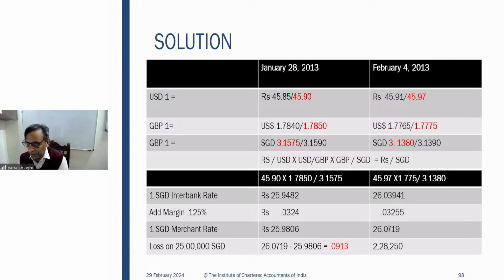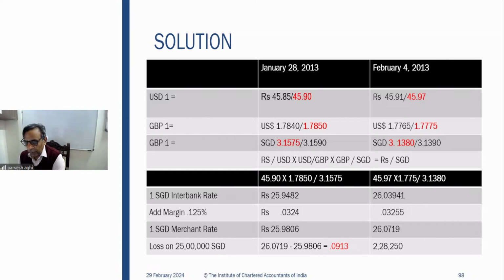Ask means the bank is going to buy the dollar in the interbank market at 26.03941. But when they are going to sell to the customer, they are going to charge a price. So that is their profit margin, so we are going to add. Okay. So it becomes 26.07. In both cases, we have added the margin to arrive at the merchant rates. Now we have both the merchant rates with us, as on 28th of January and as on 4th of February.